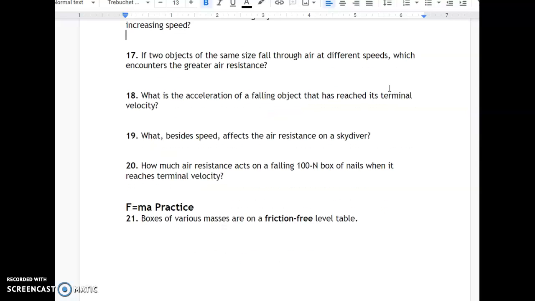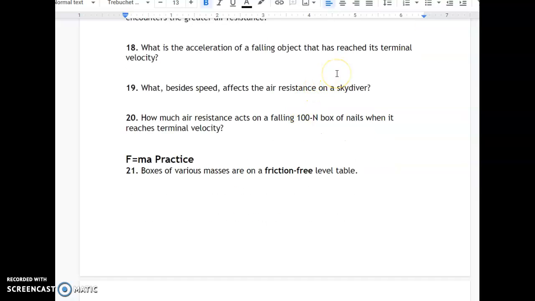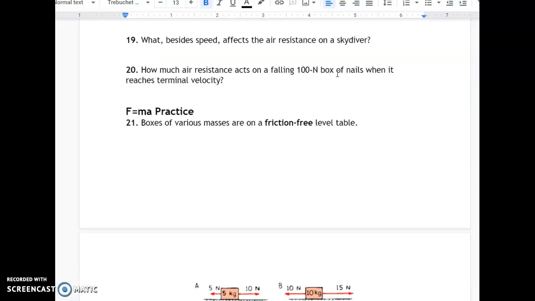Number 17, if two objects of the same size fall through air at different speeds, which encounters the greater air resistance? Again, it's the one that is moving faster. What is the acceleration of a falling object that has reached its terminal velocity? As we said multiple times, terminal velocity is when your weight acting down is balanced by the air resistance acting back up, so your acceleration is equal to 0.